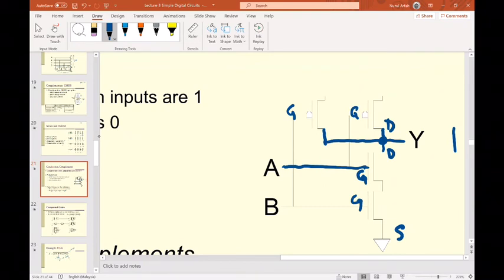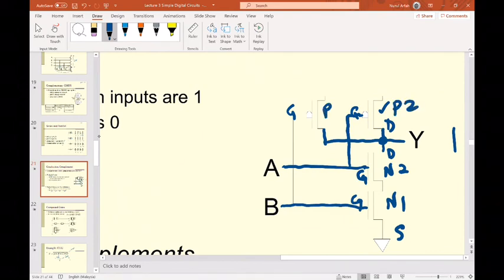Okay, so for B here, it is connected to the gate of NMOS 1 here. And this is NMOS 2. So the A here goes to the gate of NMOS 2. But the A here should also go to the gate of PMOS. Maybe I should write down this is PMOS 2 and this is PMOS 1.